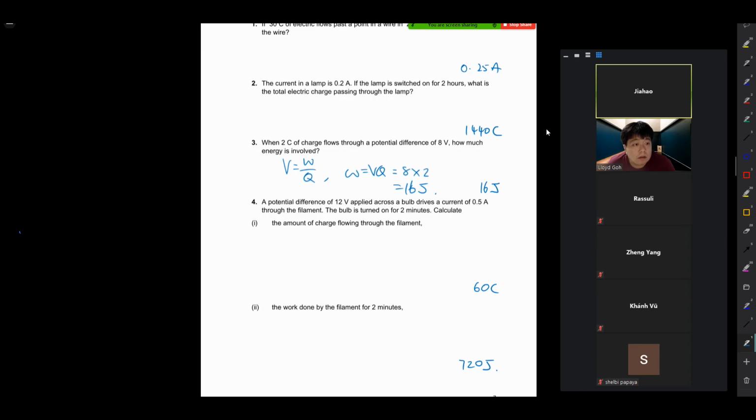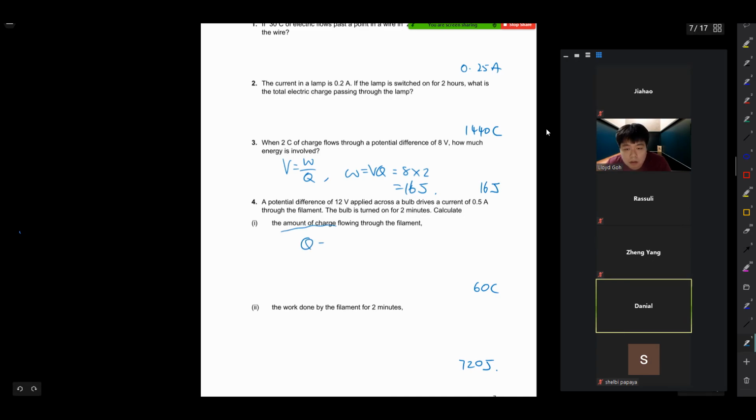How to do this one? Anyone want to share what formula you use here? Q equals IT. So they want the amount of charge, right? The current is 0.5. The time is 2 minutes. Now 2 minutes in seconds is 2 times 60, that will give me 60 coulomb.